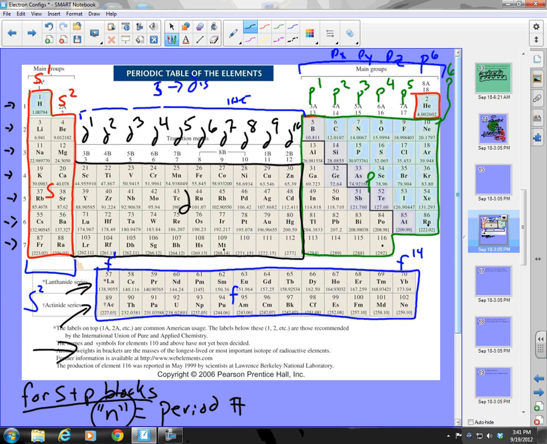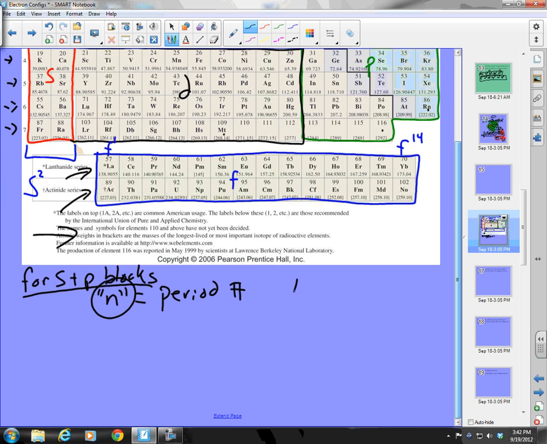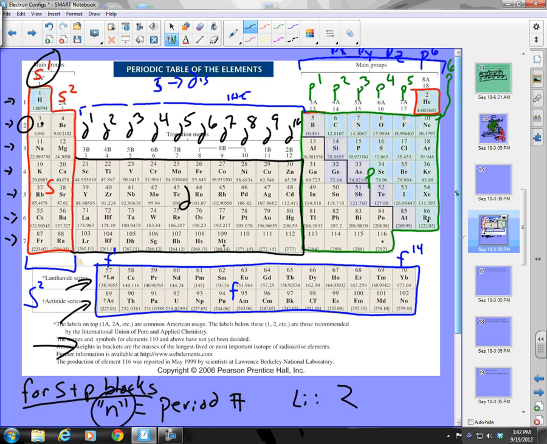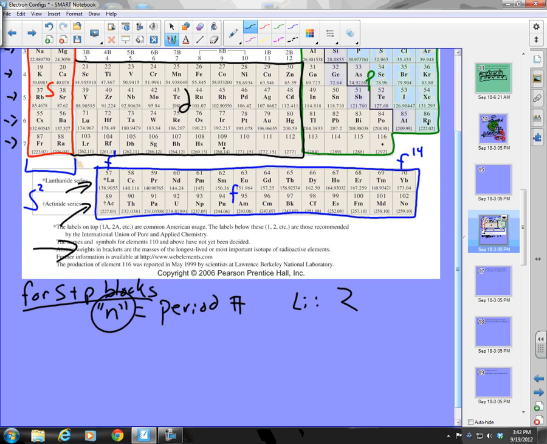No, let's take lithium. I like lithium better. So let's take lithium. Where is lithium? It is in my second period, and notice it's under the 1s. When I take those two together, that tells me how my lithium will end. It's in the second period, 2, and it's in my S1 row, right here. So that means it's going to end as a 2s1.